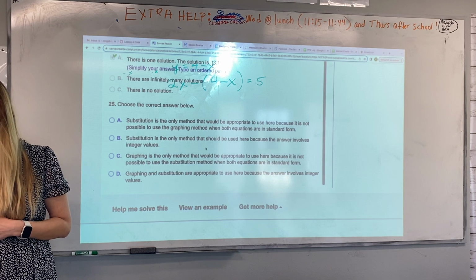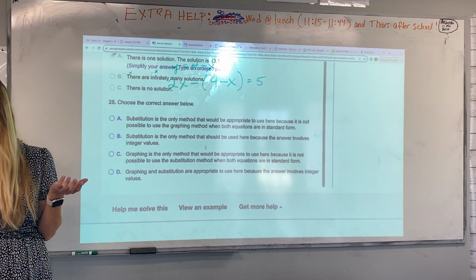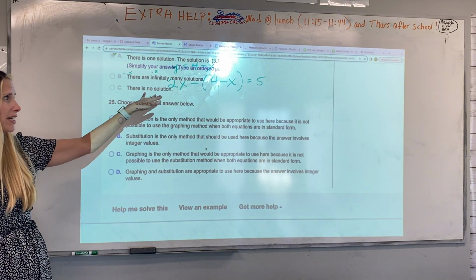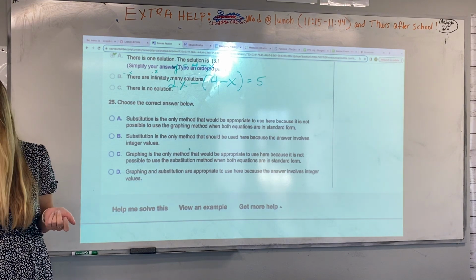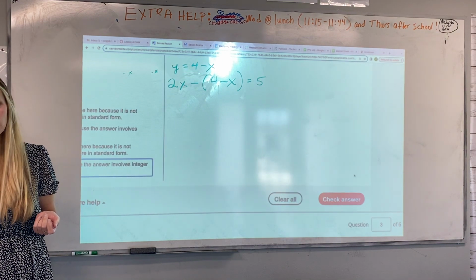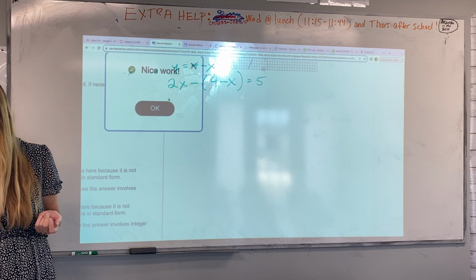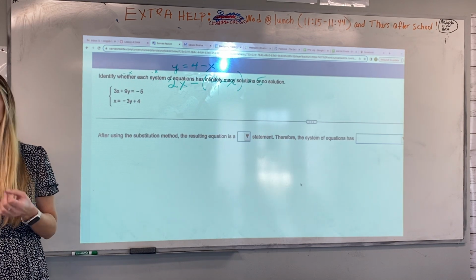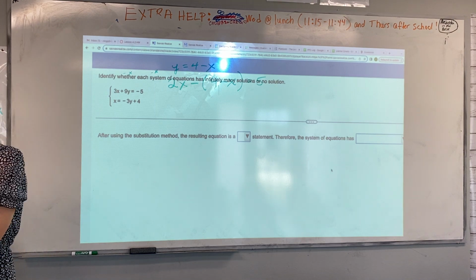So you think substitution is the only method, but we solved it by graphing? I think we didn't finish solving the substitution, but we totally could have. I would say it's both. It says it's right: graphing and substitution. It basically says which method you prefer.